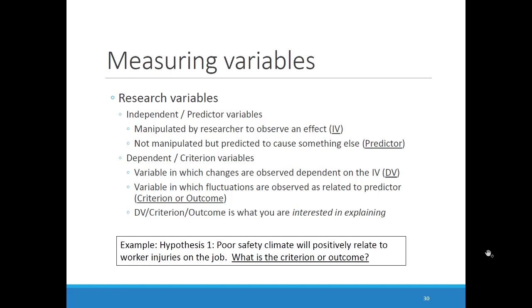One thing to keep in mind in terms of differentiating between the independent or the predictive variable and the outcome or the dependent variable is that the DV outcome criterion variable is what you are interested in explaining. For example, if we take the hypothesis that poor safety climate will positively relate to worker injuries on the job, what is the criterion or outcome variable there? If you said worker injuries on the job, you would be correct.